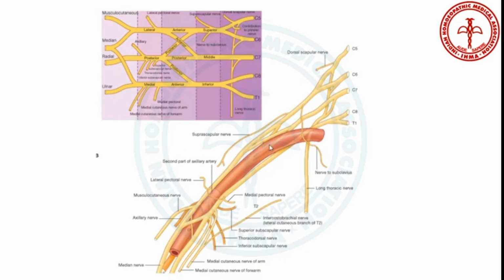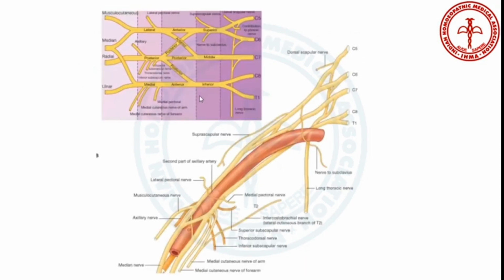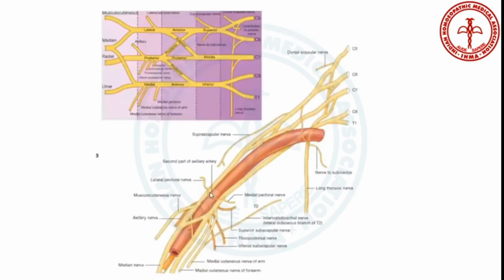Now let us see how to learn these branches. Remember, most of the branches are from cords. How many cords are there? There are three cords: lateral cord, medial cord, and posterior cord respectively. Now you can remember the branches from the lateral cord with the mnemonic LML, like the LML Vespa, the two-wheeler. That means lateral root of median, musculocutaneous, and lateral pectoral. To remember that, you should identify one nerve first.